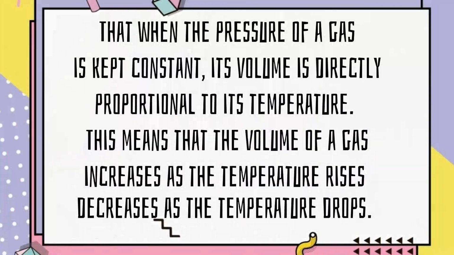Charles's law states that when the pressure of a gas is kept constant, its volume is directly proportional to its temperature. This means that the volume of a gas increases as the temperature rises, and the volume decreases as the temperature drops.